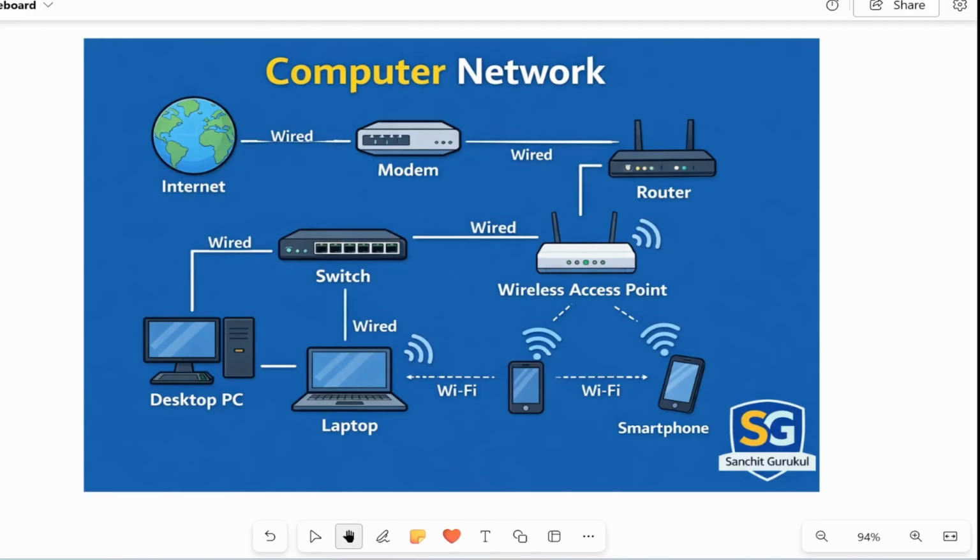Now, let us quickly recap. A computer network connects two or more devices. It helps devices communicate and share data. It uses cable or Wi-Fi to connect with each other. Data moves in small packets and data transfer happens in very few seconds. This was the basic idea of a computer network. In the next video, I will explain types of computer networks.